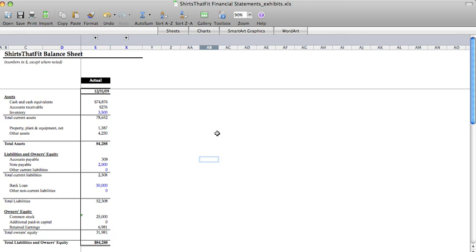Here we're looking at a sample balance sheet for a company by the name of Shirts That Fit. A balance sheet provides detailed information about a company's assets, liabilities, and shareholders' equity. It shows a snapshot of these key metrics at the end of a reporting period. It does not show the flows in and out of any account during the time period.